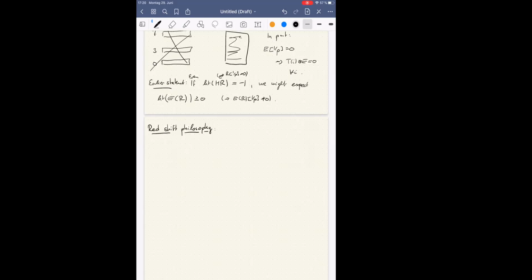So the redshift philosophy means, in one of its more extreme incarnations, that for an arbitrary E infinity ring spectrum R, we have that the height of K of R is the height of R plus 1.